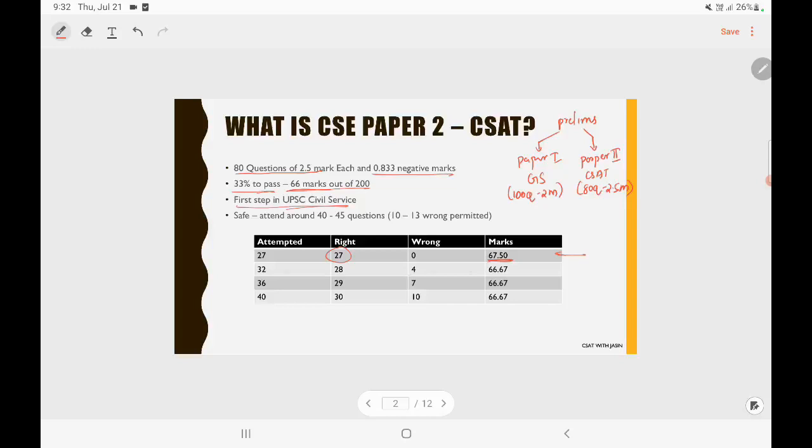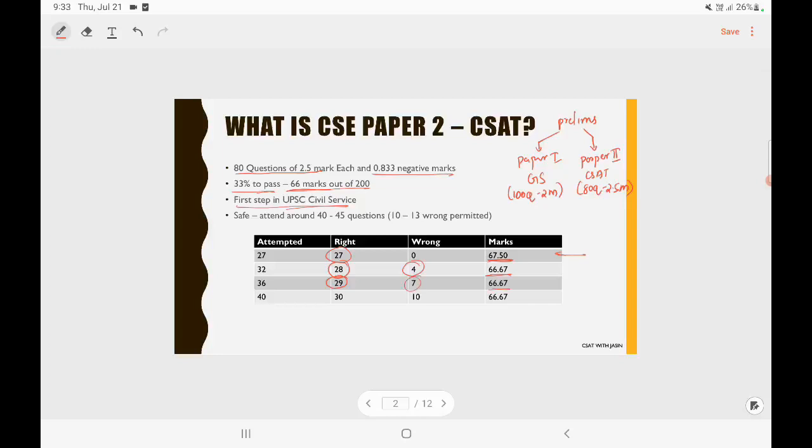And if you see the second line here, if you are just making one more question correct, you're getting a buffer of 4 questions that you can get wrong. Still you will be passing the examination. So that is the importance of making just one question correct. Okay, and again, if you make one more question right, you can make 7 questions wrong and still you will pass the examination. This is the importance of making one question correct.